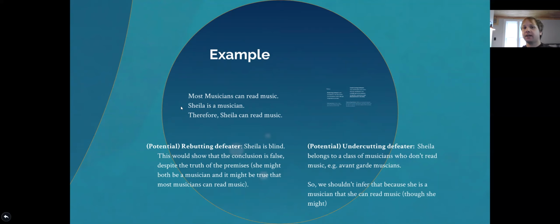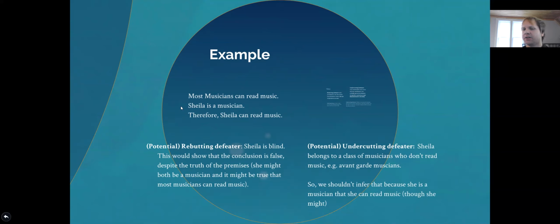All right, so now for the potential undercutting defeater. What we can do is start to imagine different ways we can divide the population even further. Sheila's a musician. That's the reference class to which she belongs. But are there any other smaller classes to which she belongs that might be subject to different rules than the ones that every other musician is subject to?